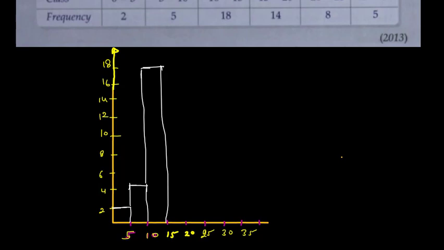Then 15 to 20 we have 14. So here we have value 14, so we will draw a rectangle like this. Then 20 to 25 we have 8. Then 25 to 30 the value is 5, so value 5 I will draw like this. So the first stage is to draw the histogram. Now you have drawn the histogram.